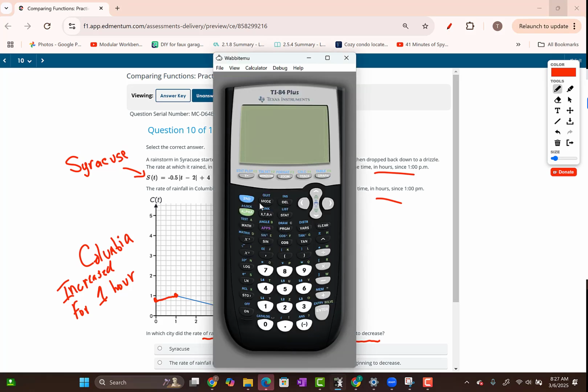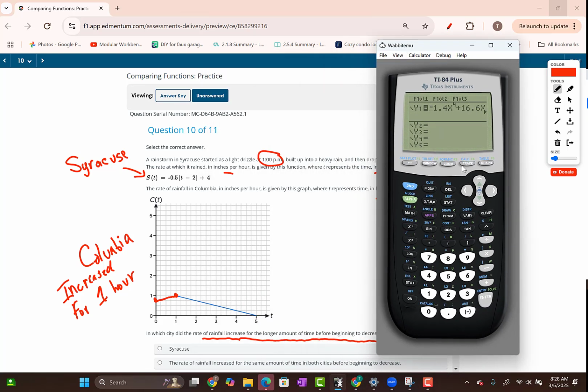Let's look at a table of values for Syracuse. So I'm going to go to y equals, I'm going to type in negative 0.5. The absolute value symbol is found underneath the math key, math. Scroll to the right to NUM and choose number 1. I'm going too fast. Remember, you can slow these videos down.